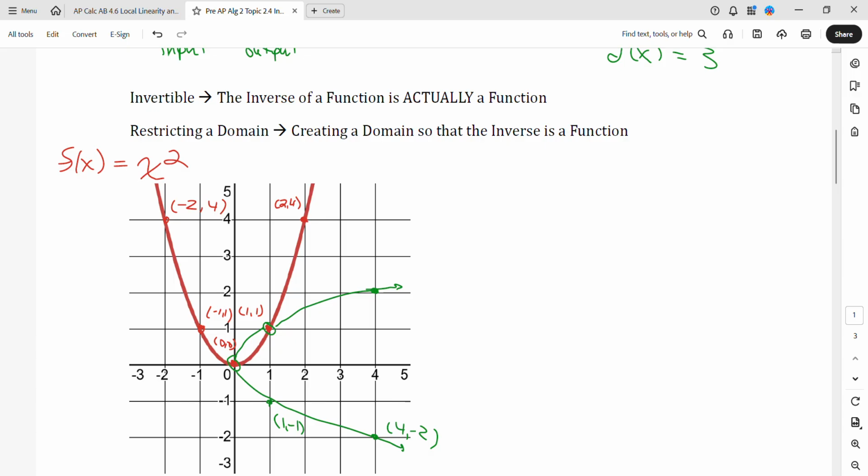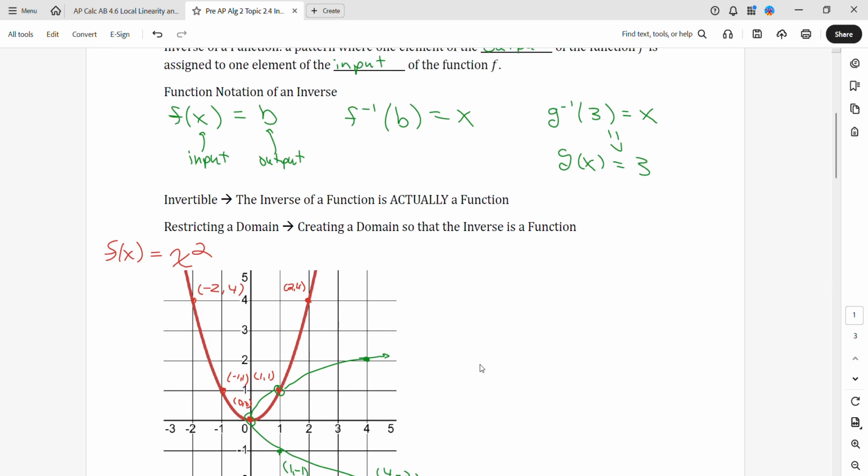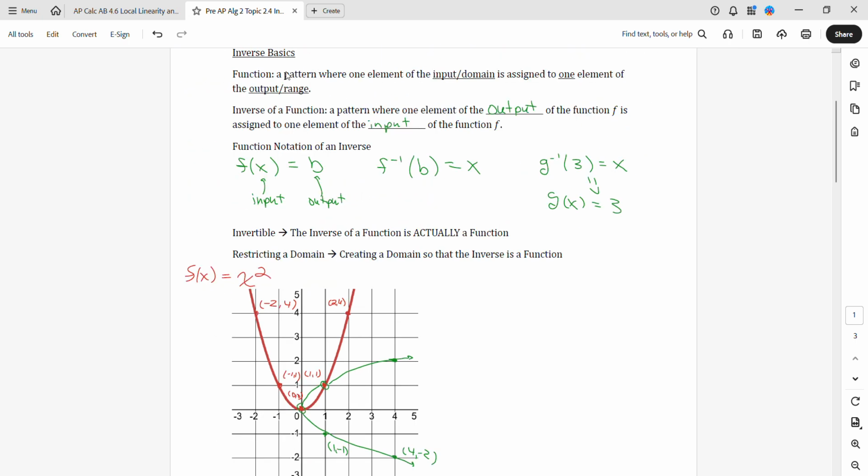We should notice that the inverse is not a function. That's because if I go back to my definition, a function is a pattern where one element of the input is assigned to one element of the output. We see that that's not true here, because at every point from 0 on, there are two answers. When we go to 1, it could be 1 or negative 1. At 4, it could be 2 or negative 2. This is where we introduce restricting the domain.